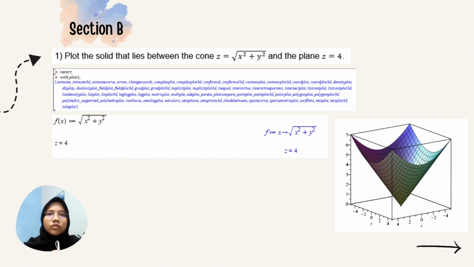Okay, next we move to section B. For question 1, the question asks to plot the solid that lies between the cone z equal to square root of x squared plus y squared and the plane z equal to 4. We start with the coding, which is restart, and then with plots. After that, we define fx equal to square root of x squared plus y squared. And then we define z equal to 4. If we insert the 3D plots, we will get this shape.